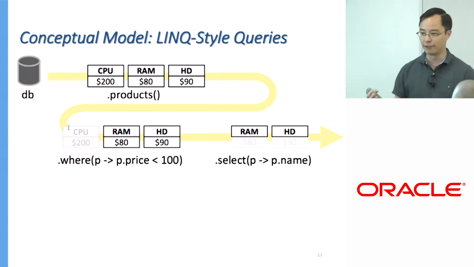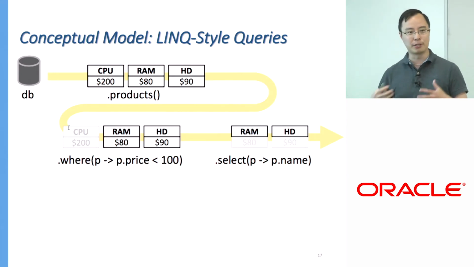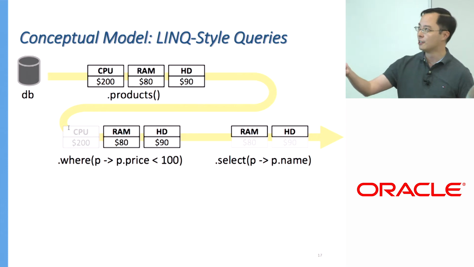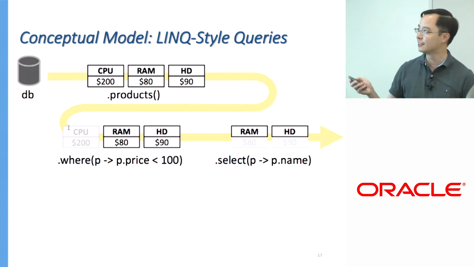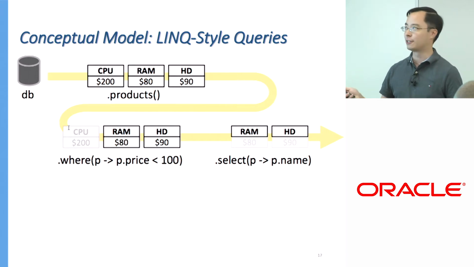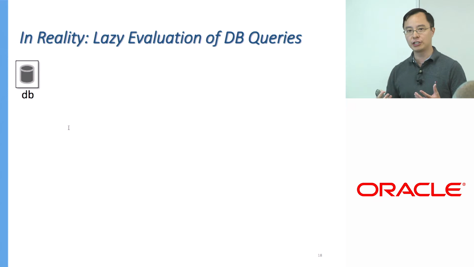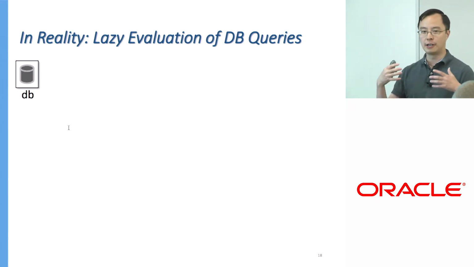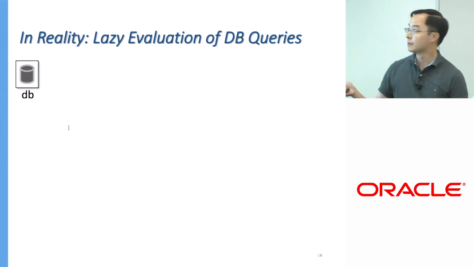So you just apply this lambda to all of the products, and you get the names of all the products. Now, conceptually, this is what happens, but obviously this isn't what actually happens, because reading all the products from the database into a collection in memory is going to be really inefficient. And doing all the filtering in memory is obviously bad too. So what actually happens is these collections are backed by database queries, and these database queries are evaluated lazily.